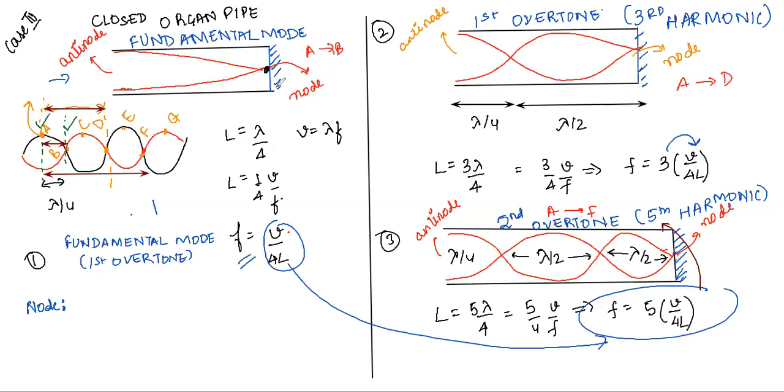Lambda by 2. Are you sure? See, actually, Atul, in this case you can consider it from one side or the other side. Let me draw this diagram again to avoid any confusion. I'm drawing a closed organ pipe, this time in a way that you'll get a node from a closed end. Let us make the closed end initially here. This is the first diagram. This is the second diagram.